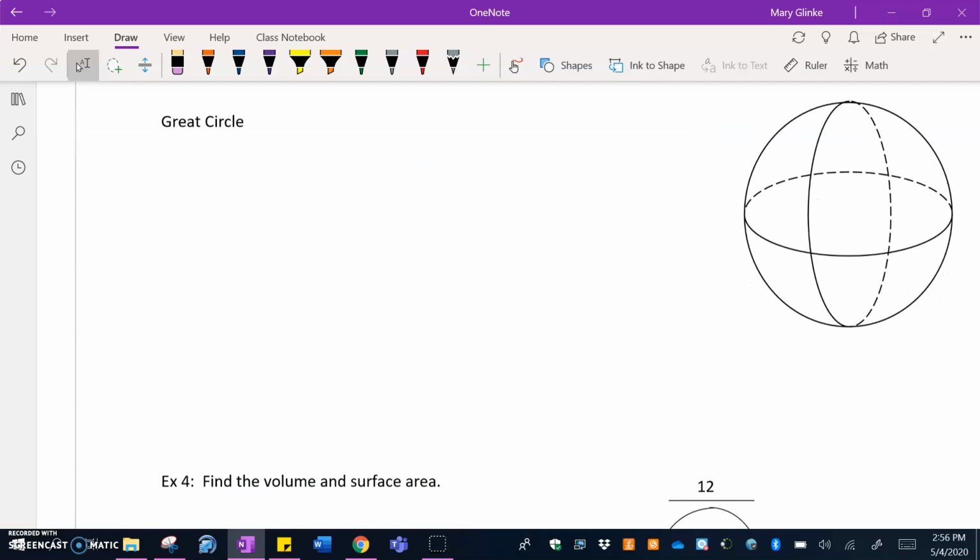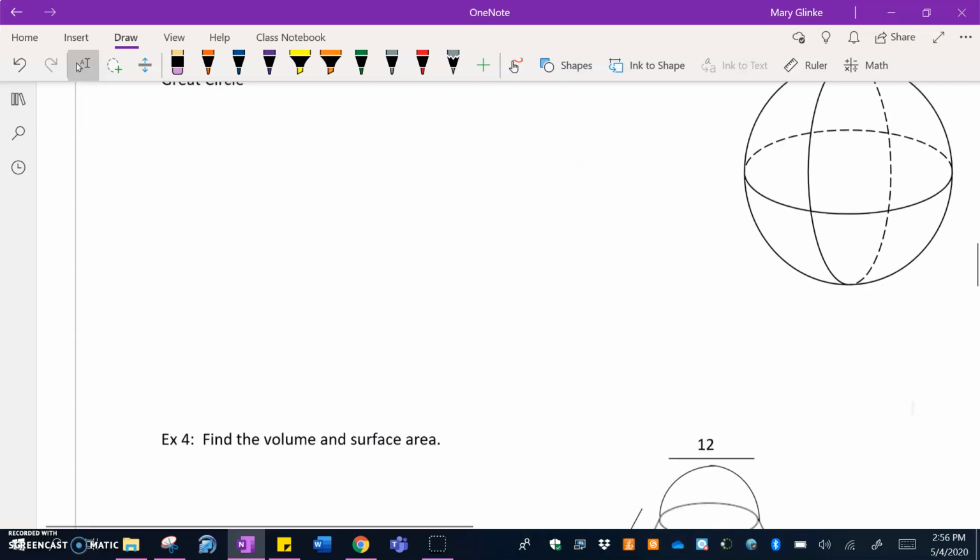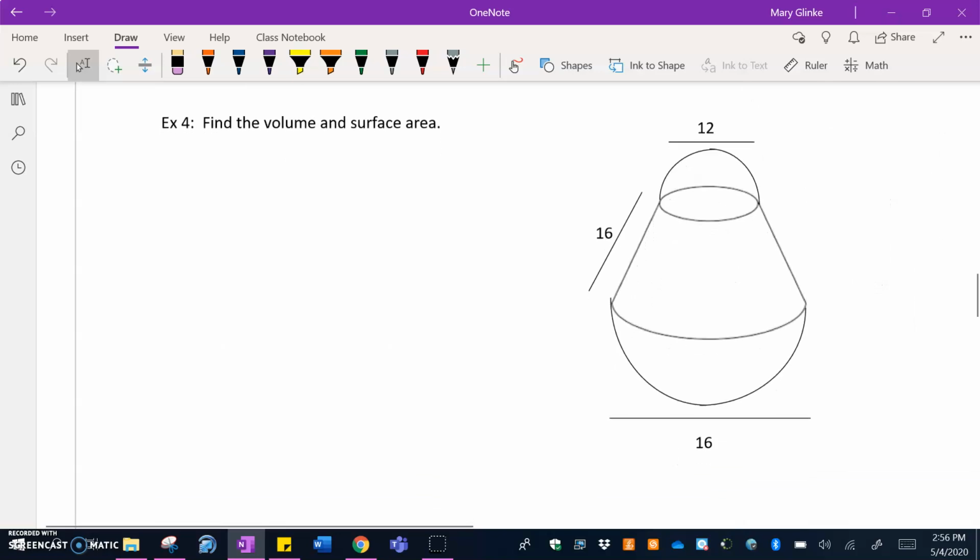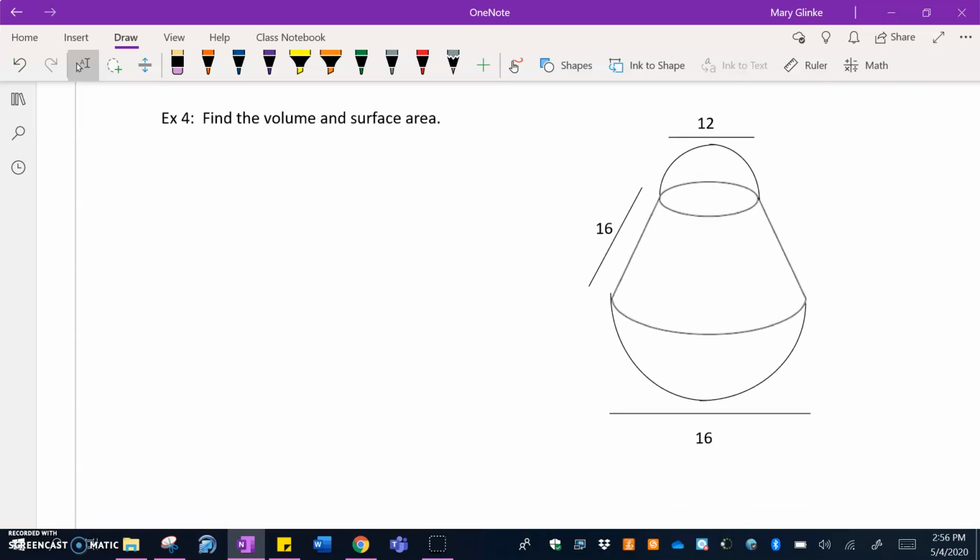Okay, so the great circle is the largest circle that can be drawn in any sphere. We've been actually using this already. So we're going to go ahead and move on to example 4 here. We're going to find the volume and the surface area. So we kind of want to divide this up into different chunks. We have part A, which is a hemisphere, part B, which is a frustum, and part C, which is another hemisphere. So if we are going for the volume, let's do that first.